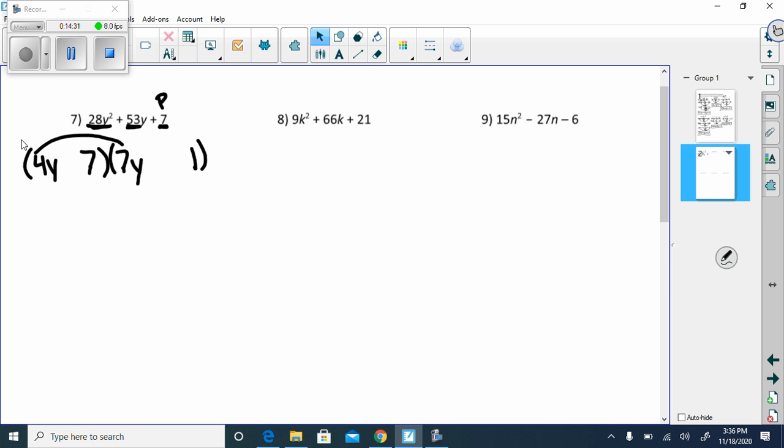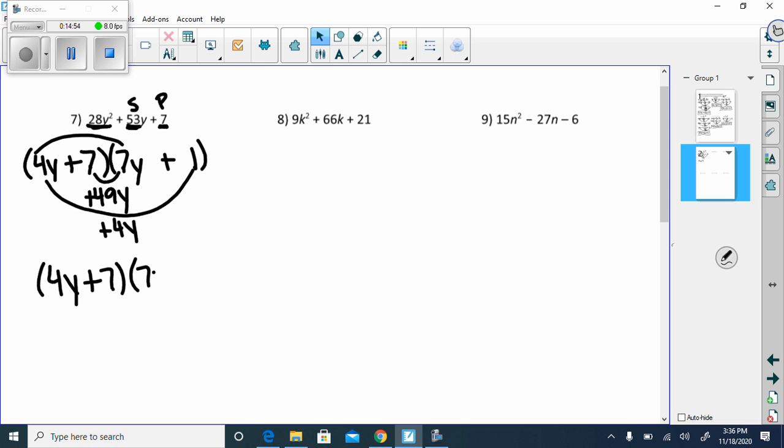So, I multiply my inner terms, and I get 49y. I multiply my outer terms, and I get 4y. And I need these to add to give me my sum, which was 53. And as long as these are both positive, that's what I will get. So I end up with 4y plus 7 times 7y plus 1.